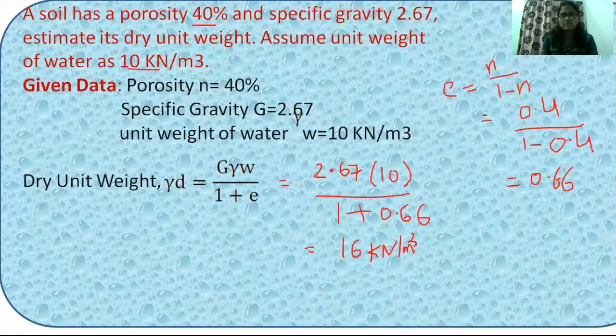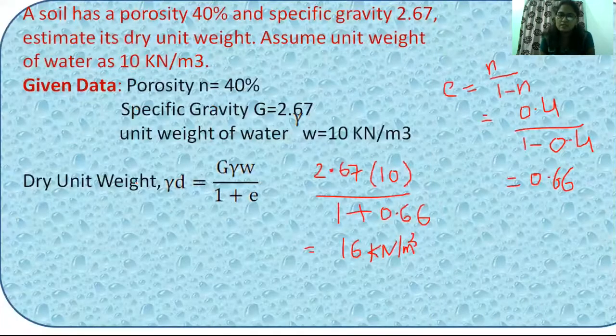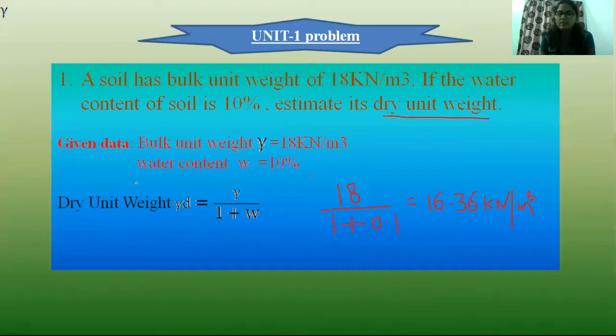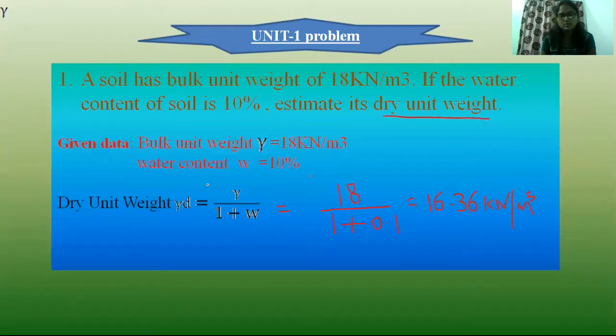Here we can discuss three model problems. One is relative density, one is dry unit weight, another one also dry unit weight. Depending upon given data, we can choose either gamma D is equal to gamma by 1 plus w, or gamma D is equal to G gamma w by 1 plus e. In this problem, given bulk unit weight gamma is equal to 18 kilonewton per meter cube. Water content w is equal to 10%. So dry unit weight gamma D is equal to gamma by 1 plus w. So the value is 16.36 kilonewton per meter cube.